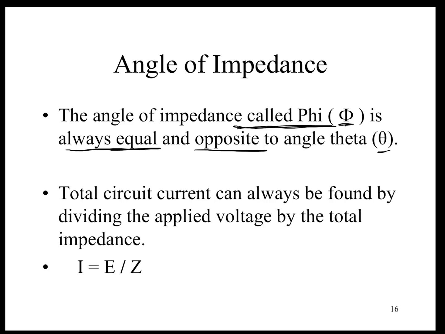So total circuit current can always be found by dividing the applied voltage by the total impedance. Don't forget that. It doesn't matter. Is it series or is it parallel? Doesn't matter. If you have determined the total impedance and you have the applied voltage, this will always apply. As you know, this is Ohm's law, so we're not going to be rewriting that or changing it. It's always going to apply.